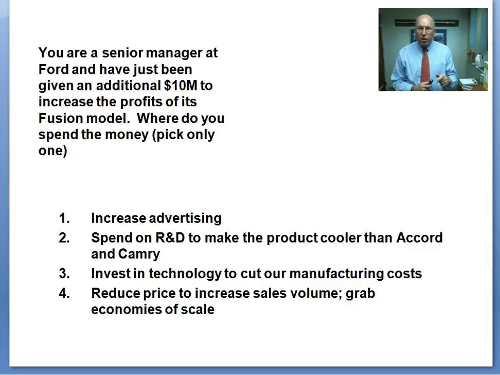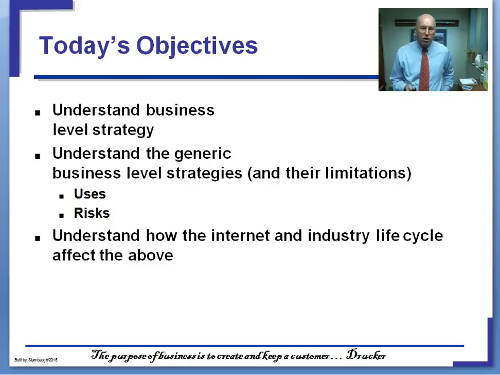How you answer that question depends in part on how you see the Fusion positioned and the pathway you see to increase profitability for that product. It is lagging, obviously, to the toughest cars in the industry to beat, and that would be the Accord and the Camry. But how you got at that problem might hint at what sort of generic strategy you would tend to prefer. So today we're going to be talking about business level strategy.